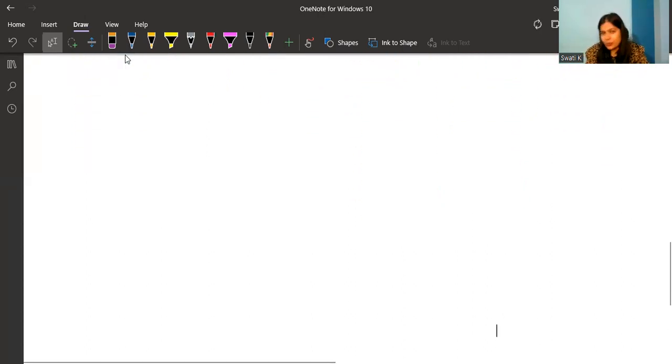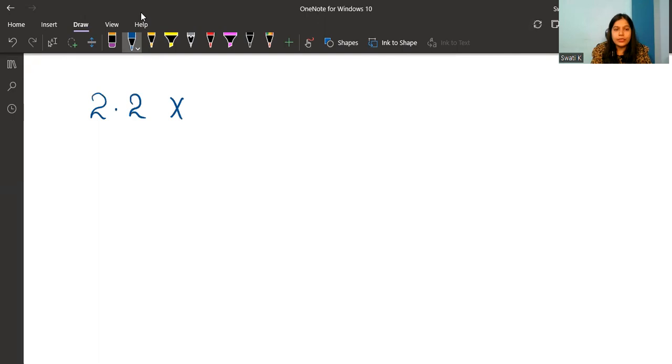And the multiplication as well. So let us start with the multiplication first. For example, if you want to multiply 2.2 into 10, I'm going to teach you a very simple way. Okay, that is going to be very, very simple.